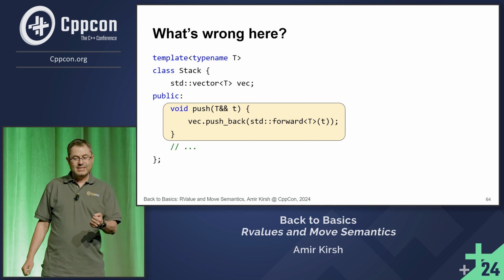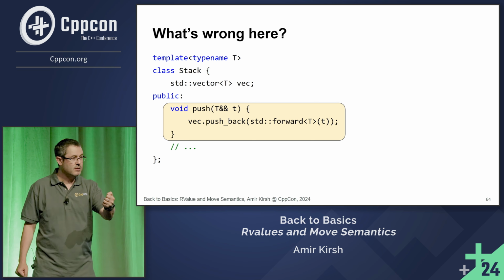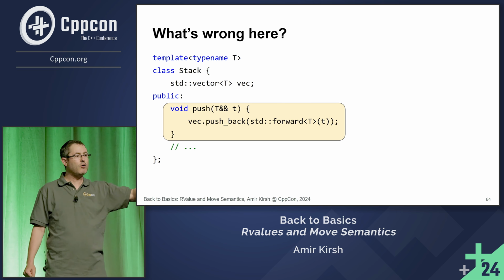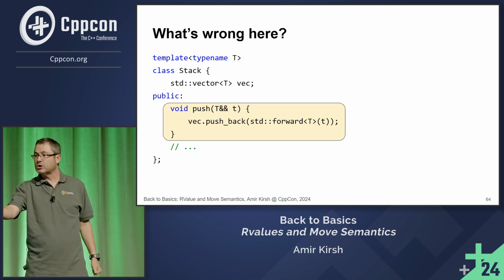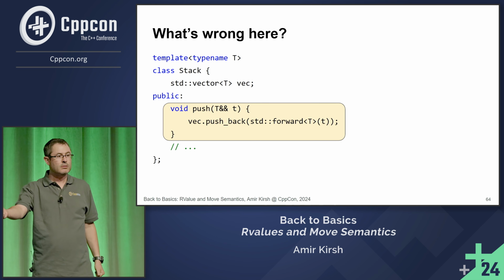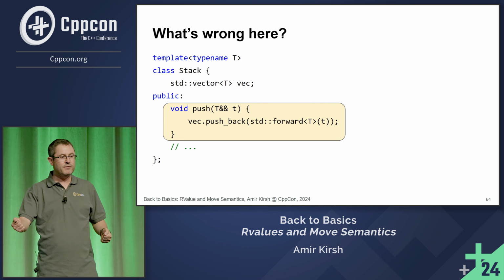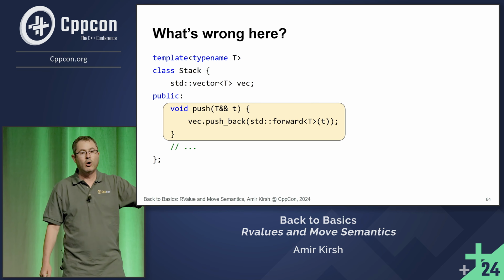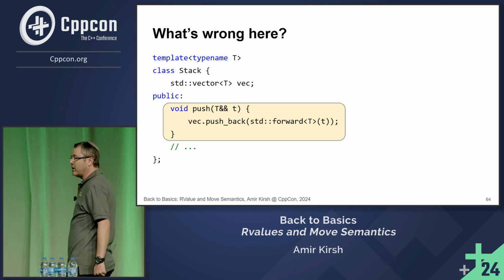Why? Because T is being deduced as part of the class. I created a stack of T's, a stack of ints. So when you call push, T is deduced already. So it is like saying int double ref. It's not saying something which is templated. I mean, T was deduced already. So it is not considered a forwarding reference.